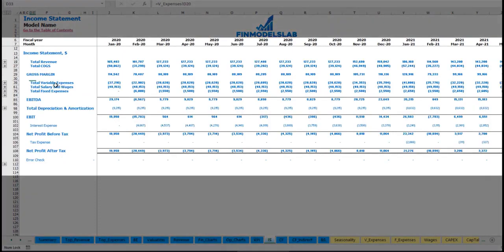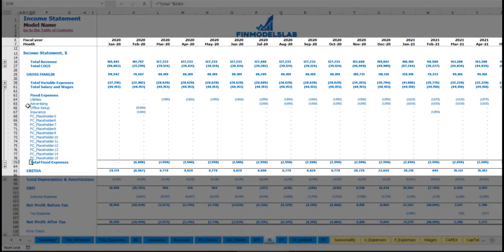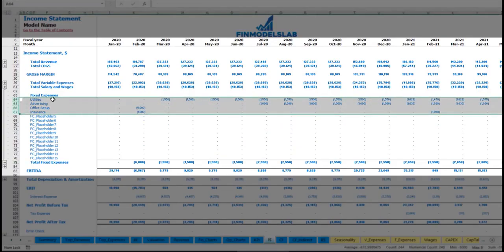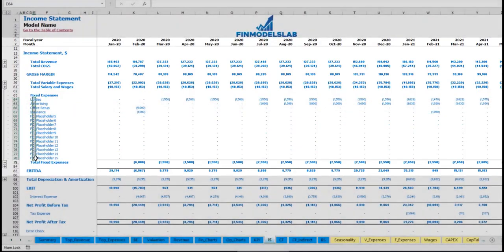Also, in income statement, you may find total fixed expenses group. If you will ungroup this section, you can see these amounts broken down by months and by fixed expenses line items.